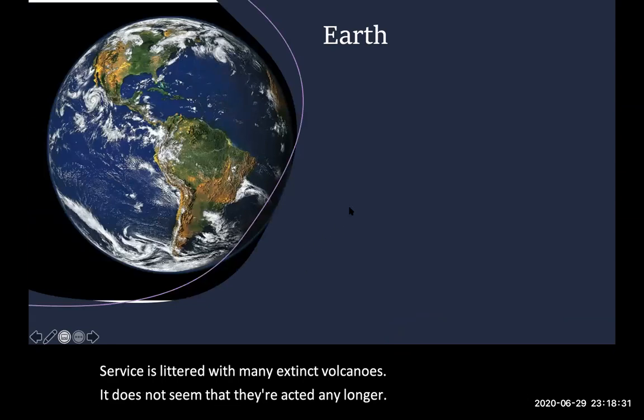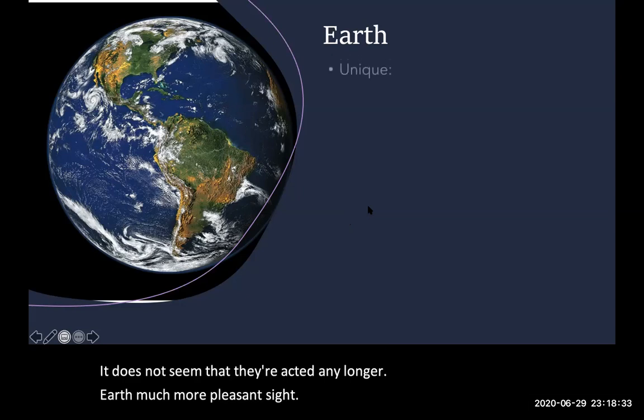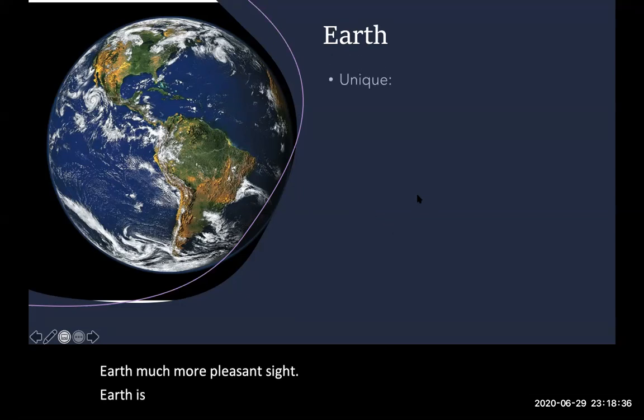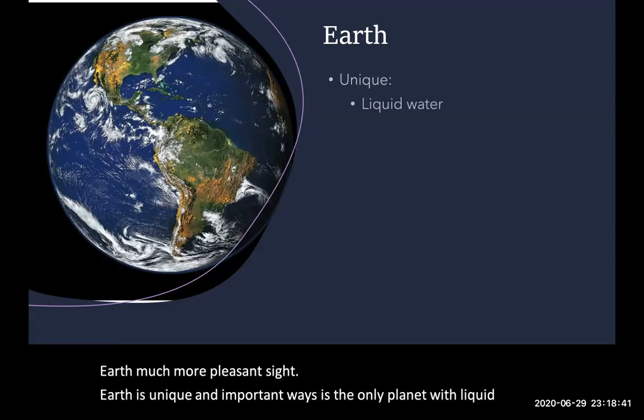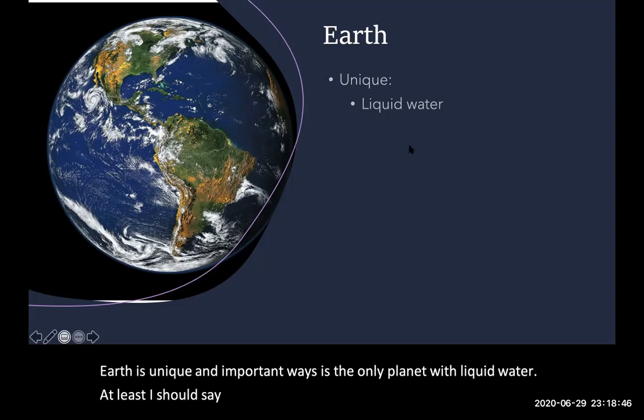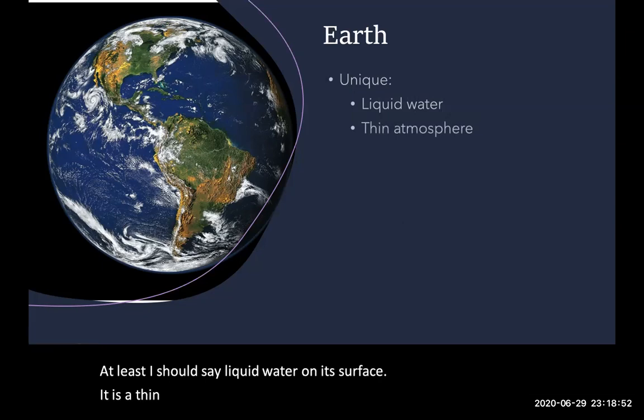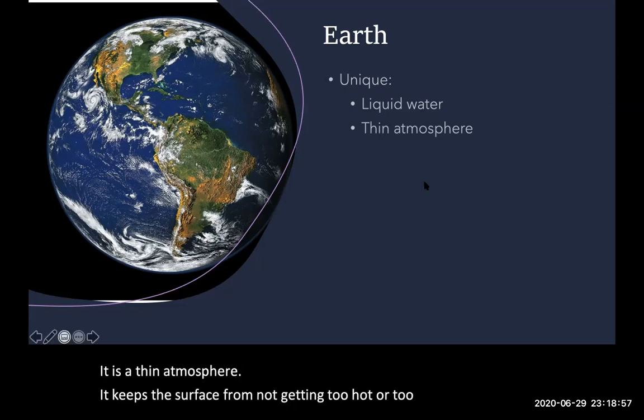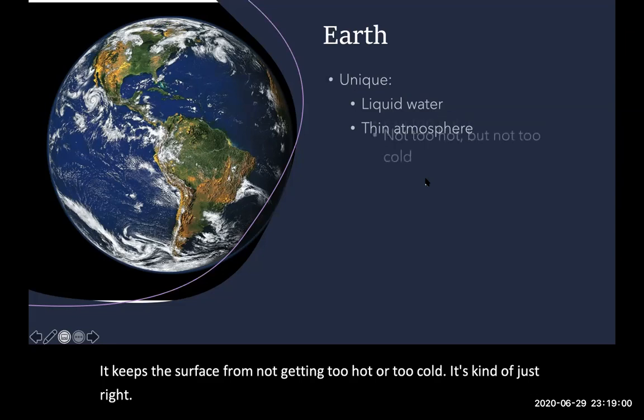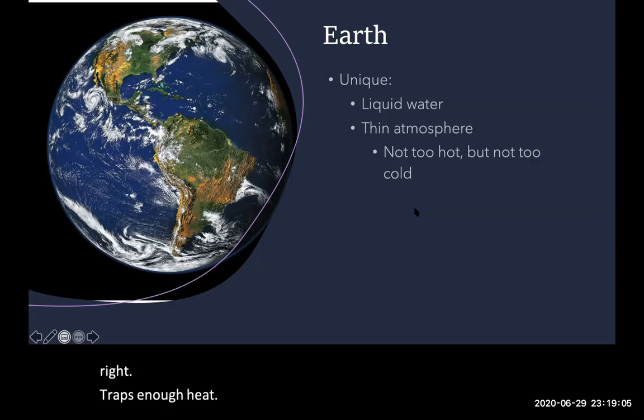Earth, a much more pleasant sight. Earth is unique in important ways. It's the only planet with liquid water. At least I should say liquid water on its surface. It has a thin atmosphere that keeps the surface from getting too hot or too cold. It's kind of just right. It traps enough heat that it can sustain life as we know it, but doesn't trap too much heat.